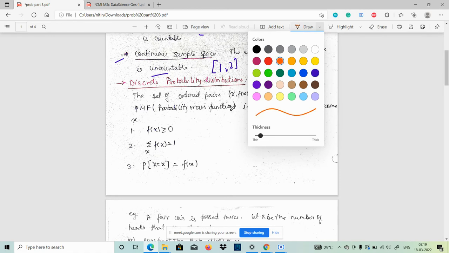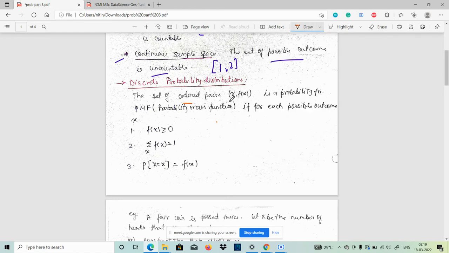A discrete distribution is a set of ordered pairs x and f(x). Here x is simply a point, like 0, and f(x) is the probability at x equal to that particular value. So it's just a simple probability function. f(x) is called a probability mass function. In the discrete case, the probability distribution function is called the probability mass function, and in the continuous space it is called the probability density function.